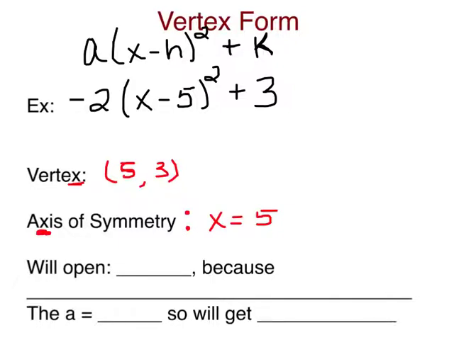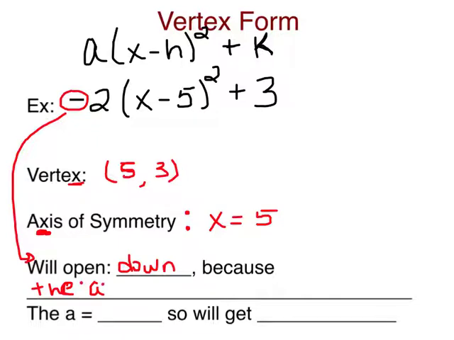Now you may ask, Mr. Payne, how can I tell which way it is going to open? Well, this sign right here is going to tell me which way it's going to open. The negative means that it's going to open downward. So the parabola, or the U shape, is going to be flipped upside down because the A is negative.